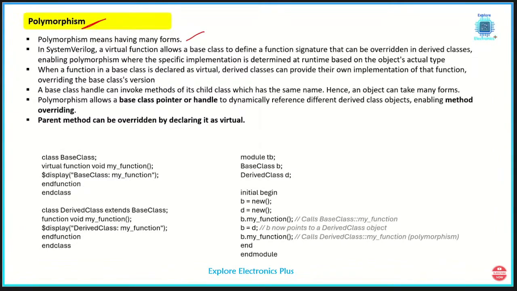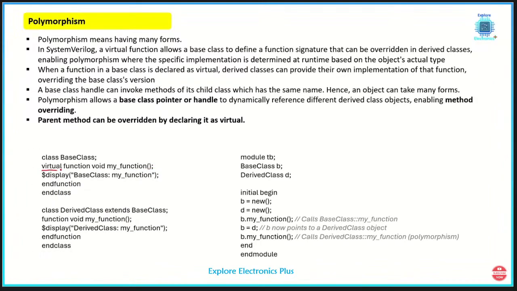So in SystemVerilog, we can write a base class and a derived class extending from the base class like this. Suppose a function, my function, is written in the base class, and my function is written in the child class as well. It means the same name is used in a parent class and also in a child class. When we access it through the child class, this one might be called.